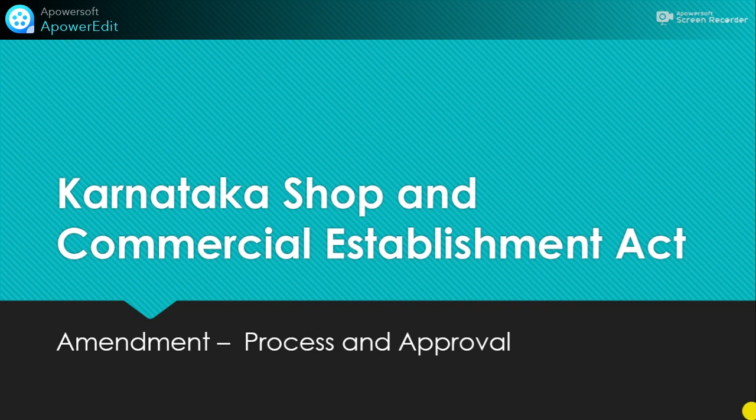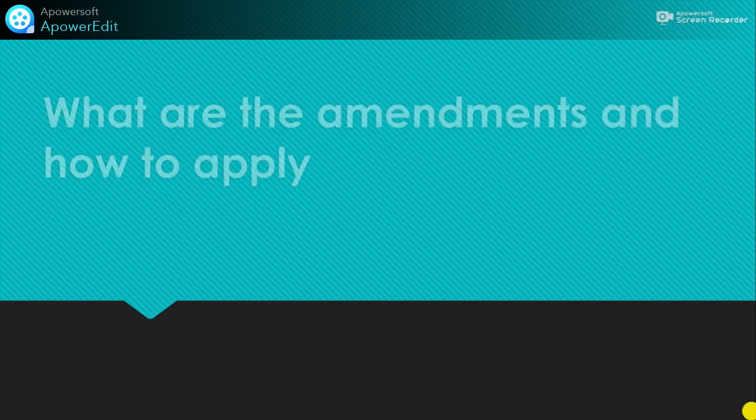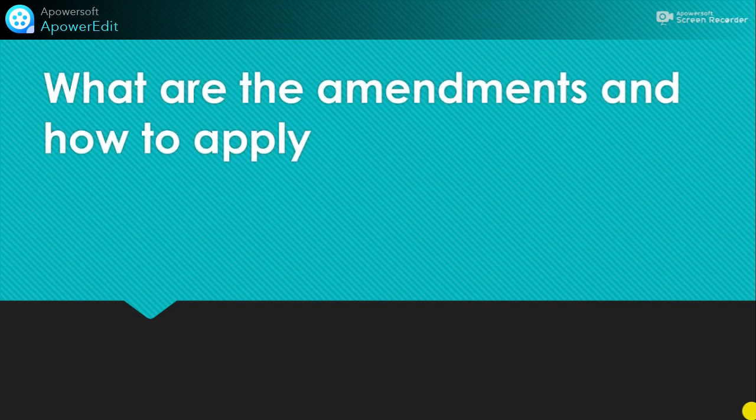So let's begin with the video and see how to apply for an amendment under the Karnataka Shops and Commercial Establishment Act. What's the process and how to obtain the approval. Friends, when there are changes made to the establishment, then the employer has to apply for an amendment. So let us see what these amendments are and how to apply for them.